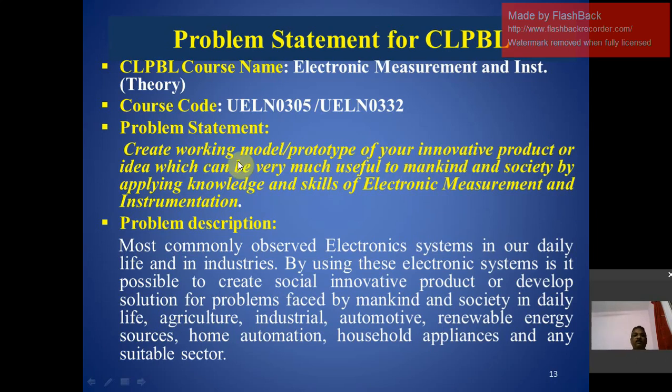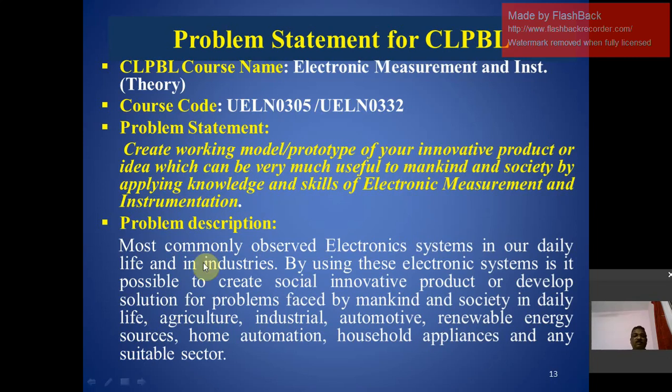So problem statement, these are the guidelines for how to write the project statement or problem statement. Create a working model, prototype of your innovative product or idea which can be very much useful to mankind and society by applying knowledge and skills of electronic measurement and instrumentation.